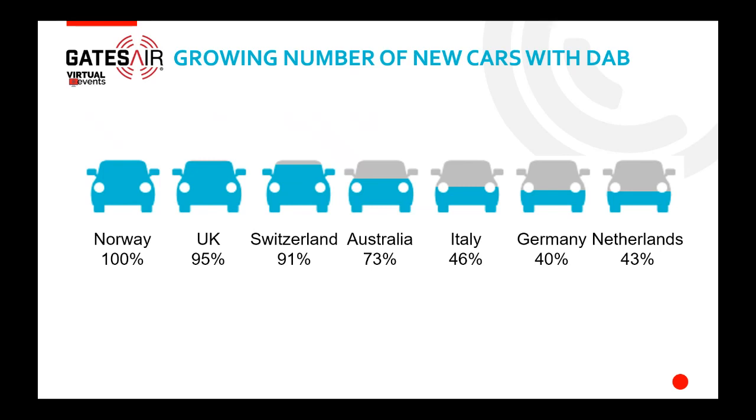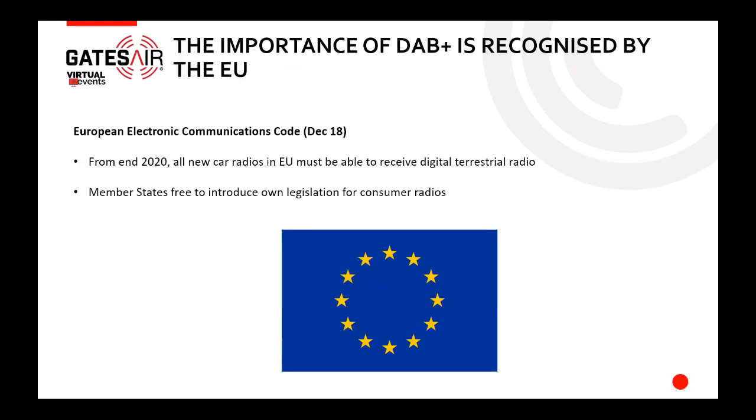And deployment in cars is fairly significant. So of course, Norway, 100% of new cars all have a digital radio. The UK, it's 95%, 90% in Switzerland, Australia, 3/4 of them, Italy, nearly half, Germany and the Netherlands are fairly close as well. So we continue to see pretty mass adoption of receivers that are readily available.